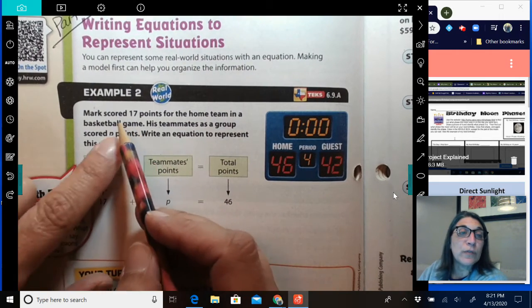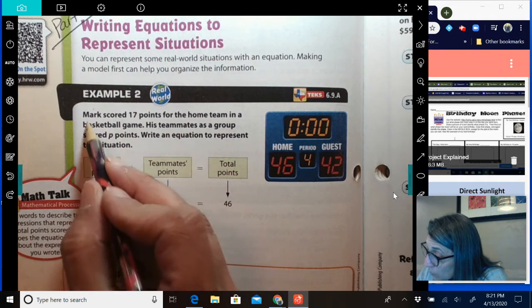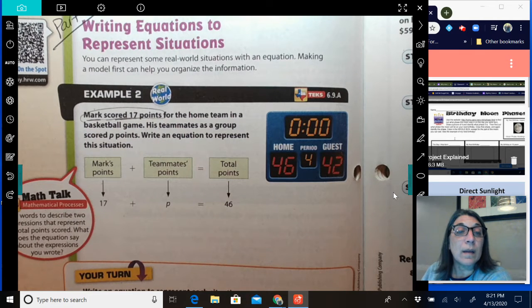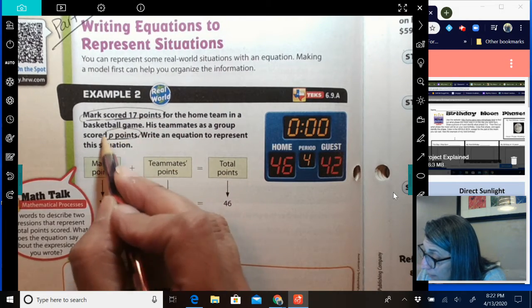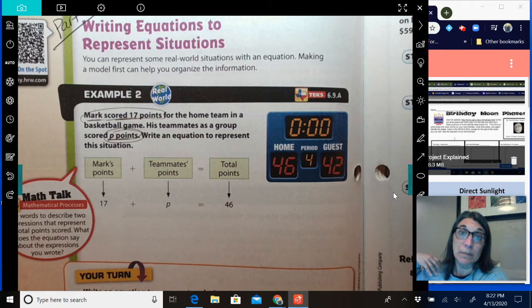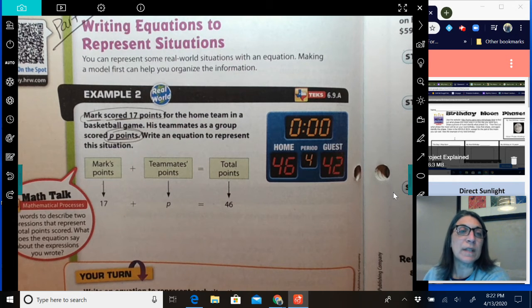So the first example they worked for you, they said Mark scored 17 points for the home team in a basketball game. Mark scored 17 points. That's important. Okay. His teammates as a group scored P points. Okay. We don't know what P is, but that's what everybody else scored. So like if we're playing a game, I'm like, well, I got 17 points. Everybody else got X amount of points or P amount of points. Write an equation to represent the situation.